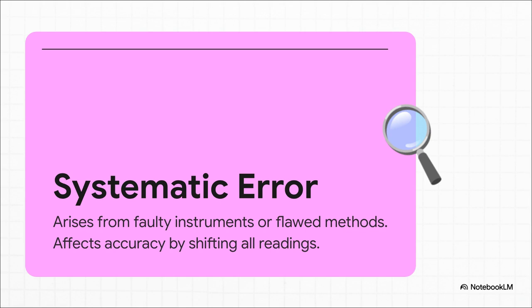Now, systematic error is a whole different beast. This is a consistent, repeatable error that pushes all of your measurements in the exact same direction. The classic example is a scale that reads 0.2 grams before you even put anything on it. That's called a zero error. This kind of error destroys the accuracy of your experiment, and just taking more readings won't fix it. You have to actually fix your equipment or your method.